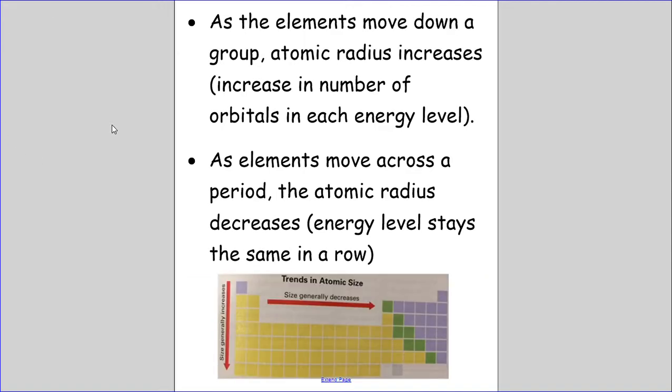As the elements move down a group, the atomic radius increases, due to an increase in the number of orbitals in each energy level. An increase in orbitals would obviously make its size larger, and so would increase its atomic radius. As the elements move across a period, the atomic radius generally decreases, and the energy level stays the same in a row. So as they move across, we get this decreasing trend. As they move down, we get this increasing trend.